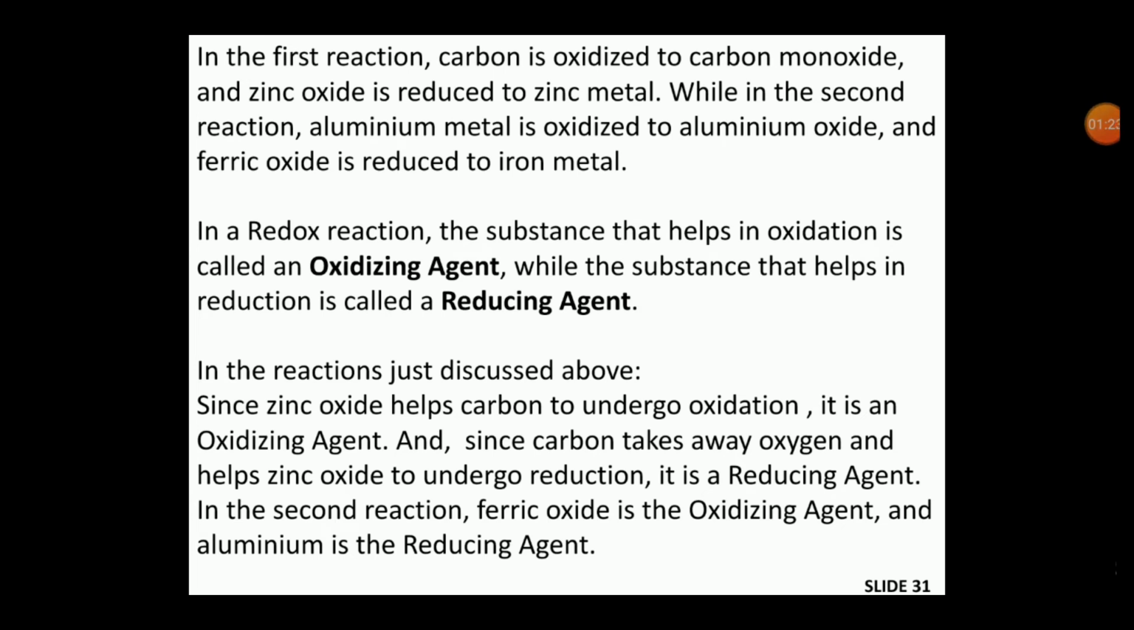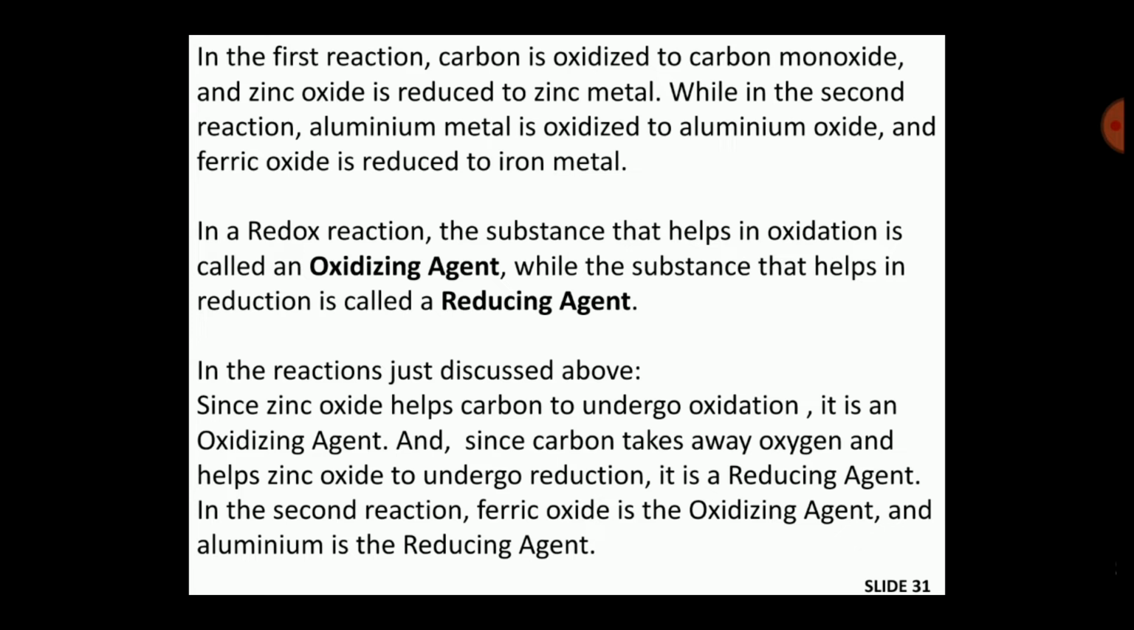Let us consider both the reactions given in the slide. In the first reaction, carbon is oxidized to carbon monoxide and zinc oxide is reduced to zinc metal. While in the second reaction, aluminium metal is oxidized to aluminium oxide and ferric oxide is reduced to iron metal.